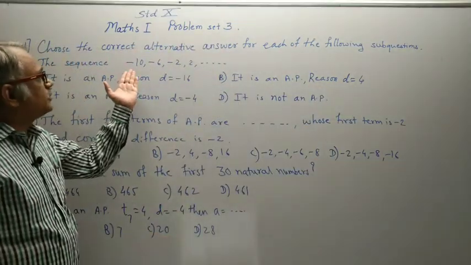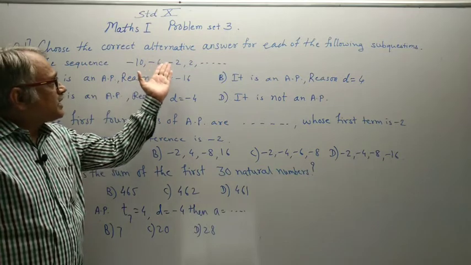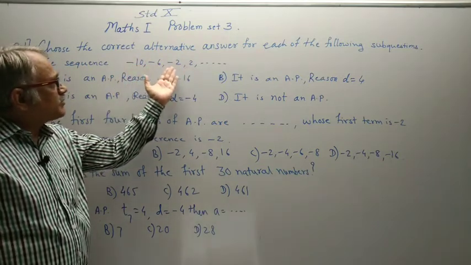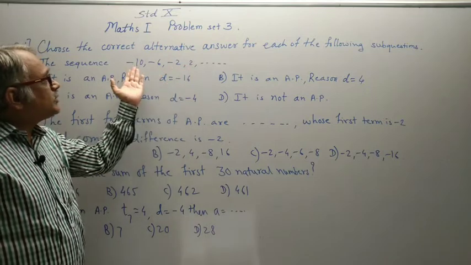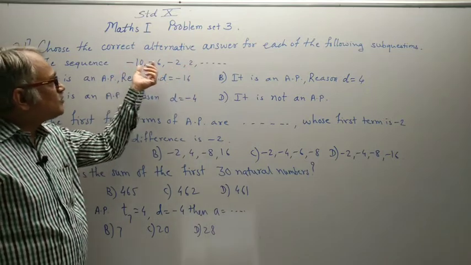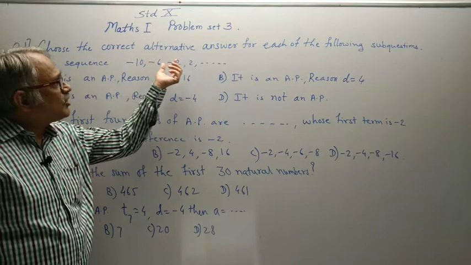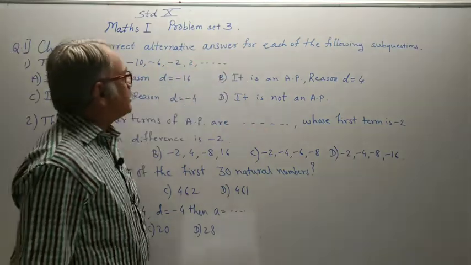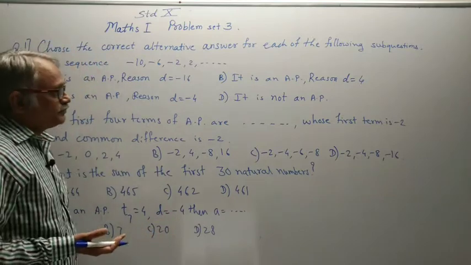Neatly observe. Are the numbers increasing or decreasing? -10, -6, -2, 2. The numbers are increasing. -10 is smaller than -6, -6 is smaller than -2, and 2 is bigger. All numbers are increasing, so D will be positive.